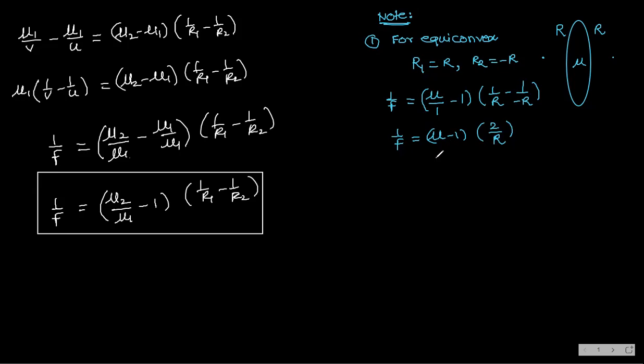Now take the reciprocal. You just take the reciprocal and what you will get? F is equal to R divided by 2 into mu minus 1. Understand? This is the focal length for this equiconvex lens by using the lens maker's formula. Is that clear?